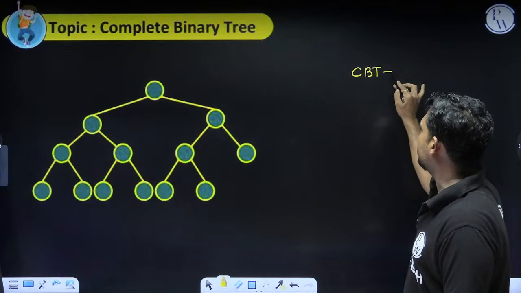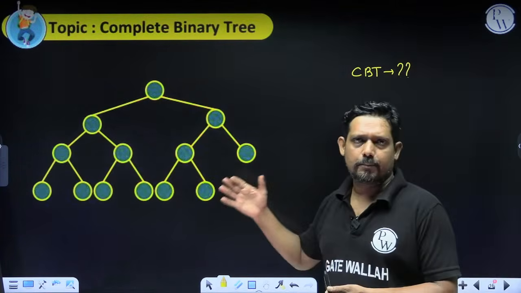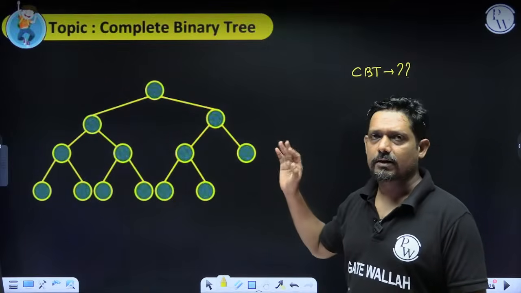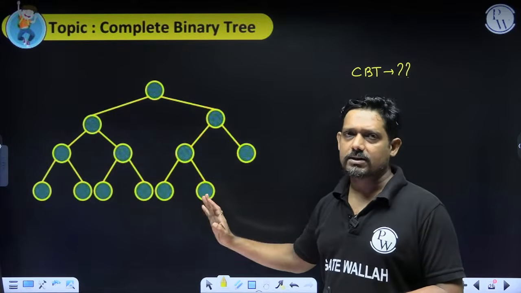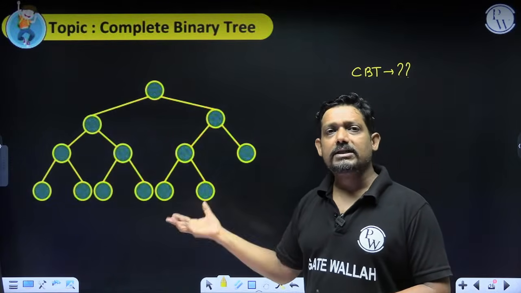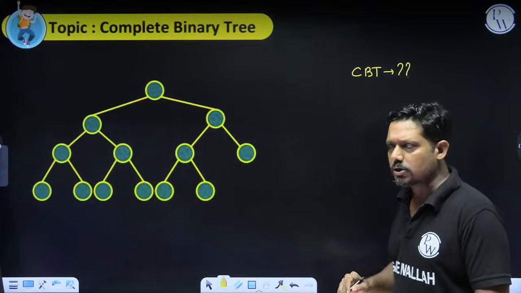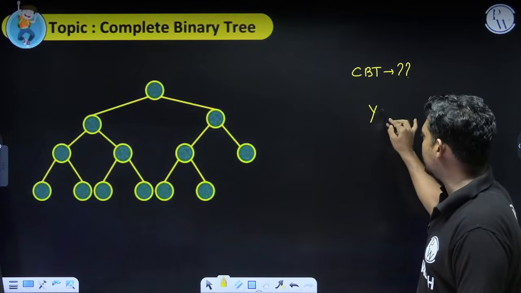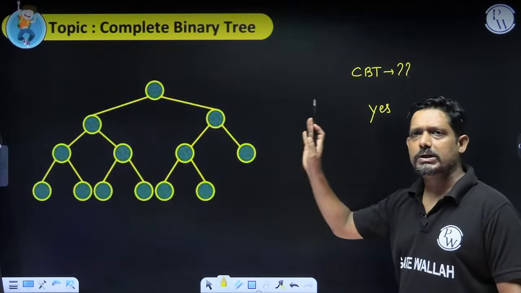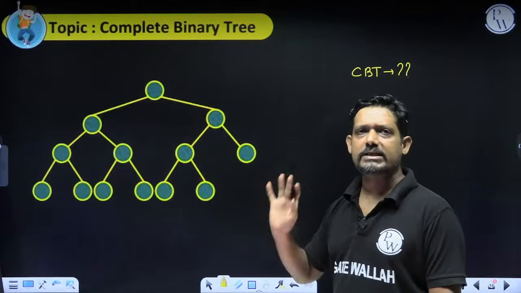Let's say the definition says all levels full except the last. So yes, all levels are full: 1, 2, 4. The last level may or may not be full. So yes, it is not full, and this is also a CBT. The answer is yes, this structure is also a CBT.